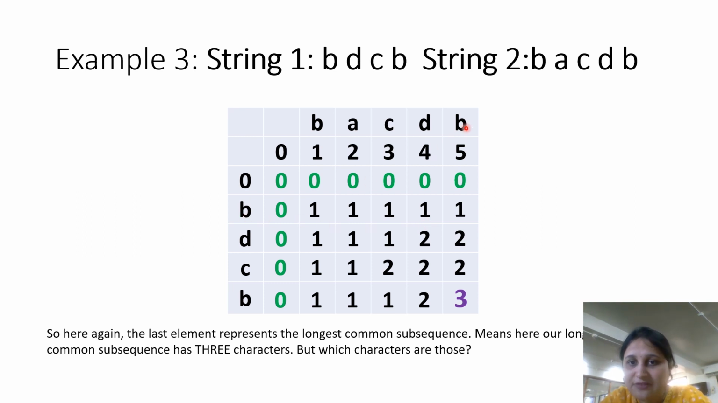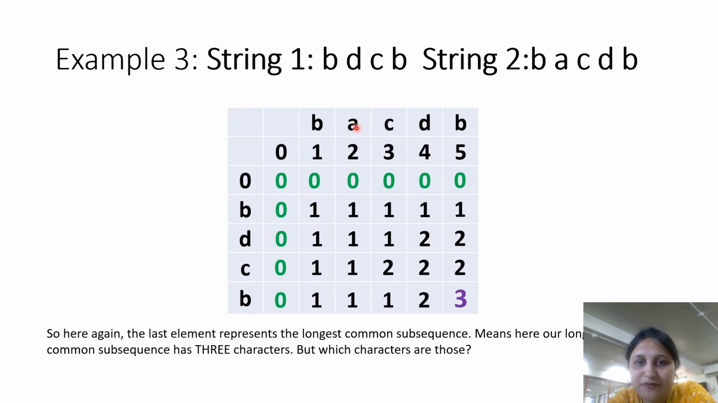Now next is B. Is this B matching with B? Yes. So in such a situation we add 1 to the diagonally present element. Diagonally it is 0. So 0 plus 1 is equal to 1. So 1 has come over here. Now next, match this D. Is D matching with B? No. So we will check the previous row and previous column. Here the previous row contains the bigger element. So here I have written 1.